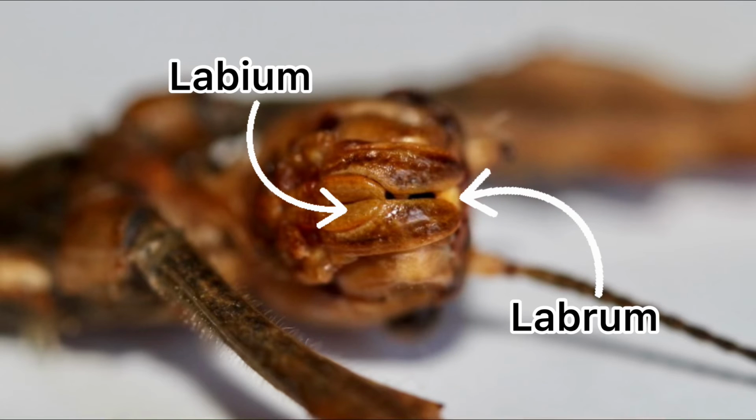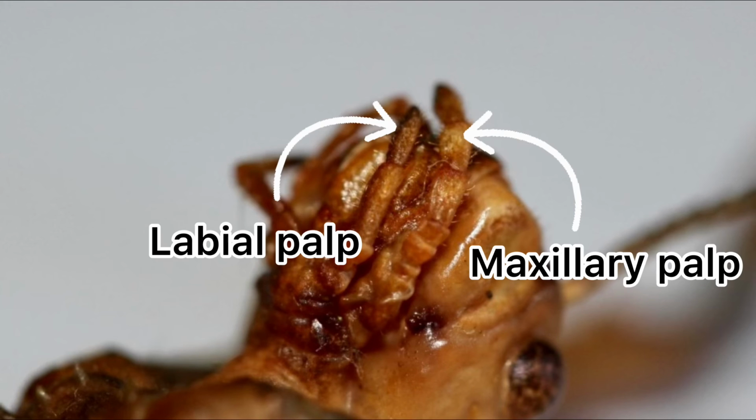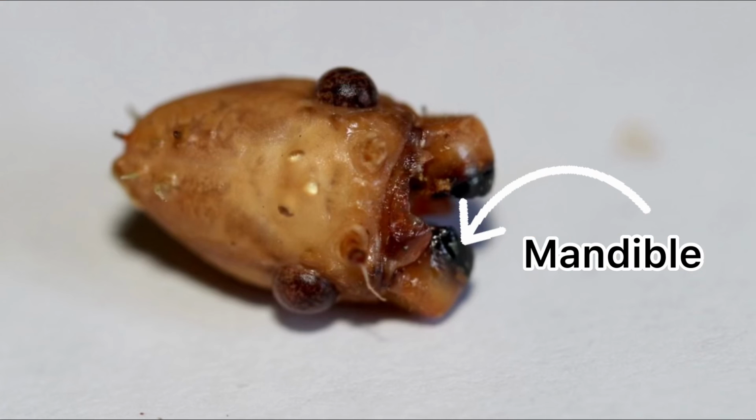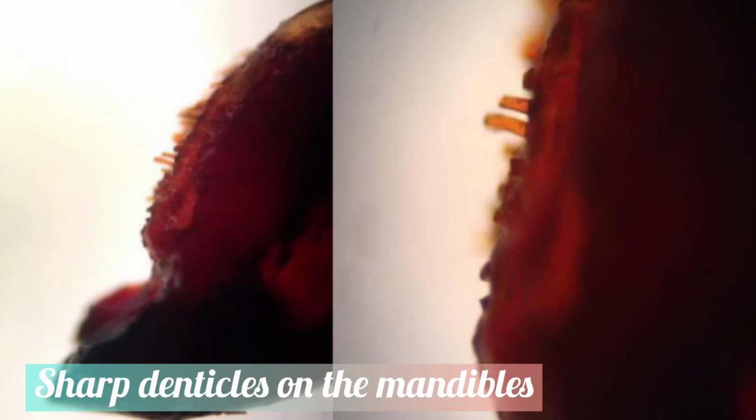Now for further detail. The mouth parts include the labrum and labium. These structures act as the upper and lower lip and help hold food as the insect eats. The maxillary palps and labial palps are used to move food into the mandibles. Further behind these structures lie the mandibles. These structures are lined with teeth called denticles, which help cut through leaf litter.